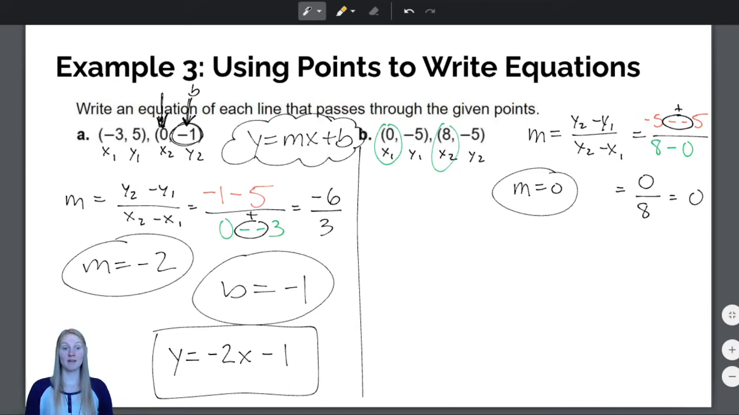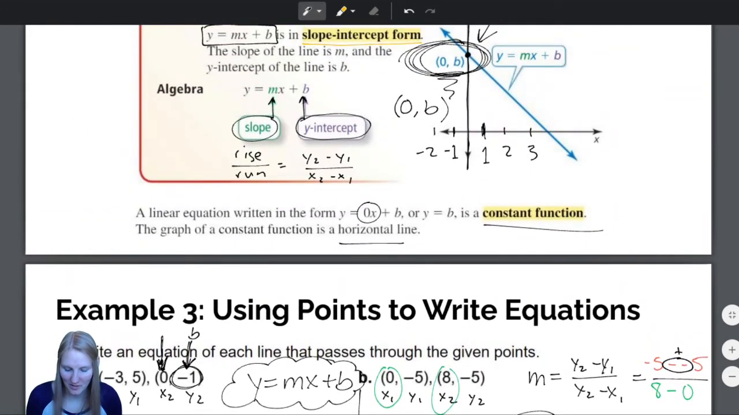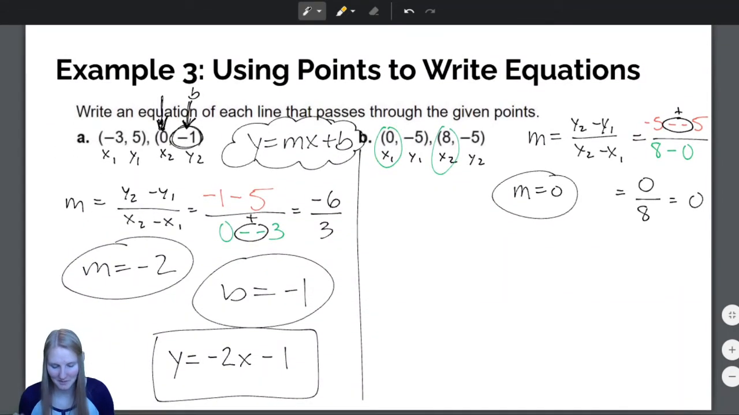Oh, hey, wait a minute. If the slope is 0, what do we know about this line? If the slope is 0, what do we know? Remember, if the slope is 0, we have a horizontal line, or a constant function. Okay, all right, but what is the y-intercept? What is b equal to?